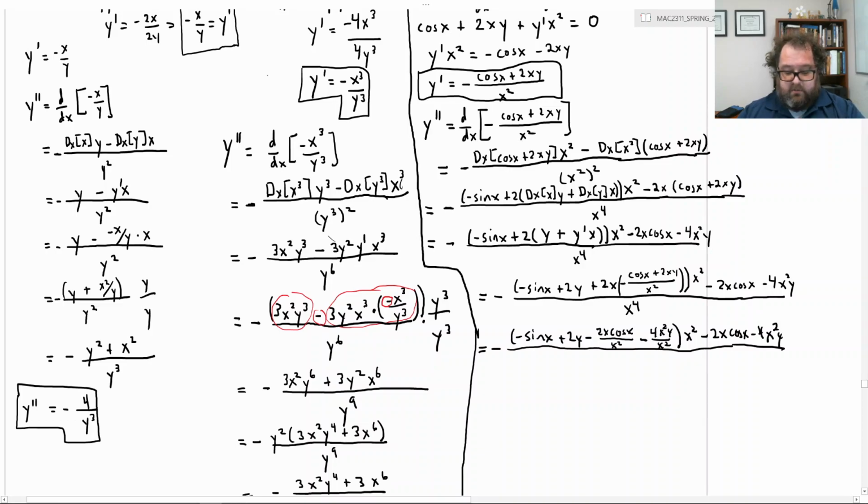Minus 4x squared y, all over x to the fourth. All right, now one more distributive property, then we'll just collect like terms and hopefully be done.